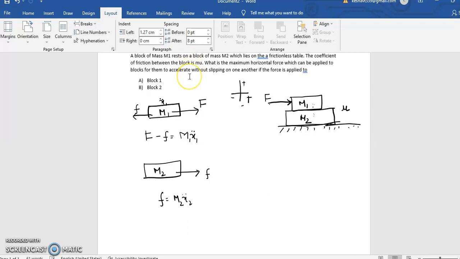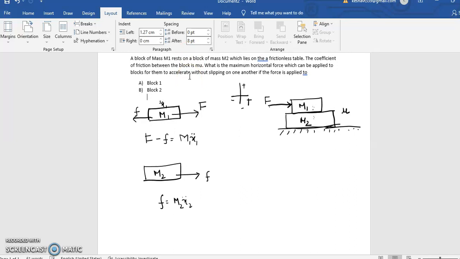Now let me write the constraints that were told to me in the question. These two are the equations of motion. It is being told that both blocks should move together. It means that x1 double dot, this is the constraint equation, should be equal to x2 double dot. The other thing told in the question is that we have to find the maximum horizontal force.